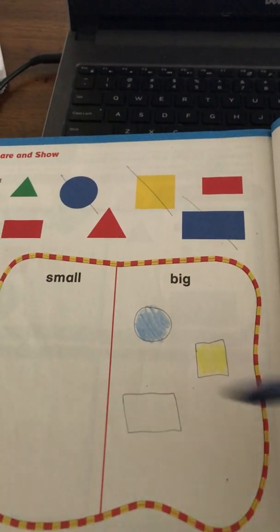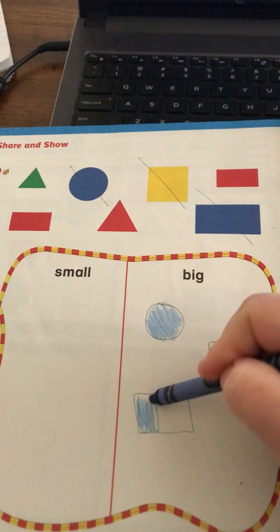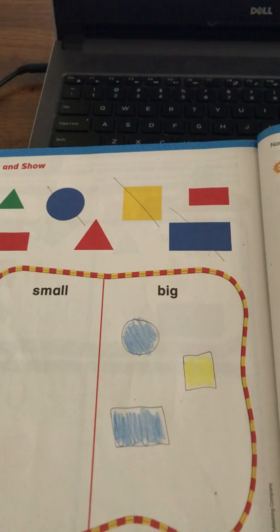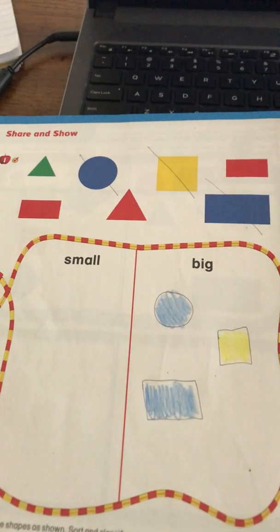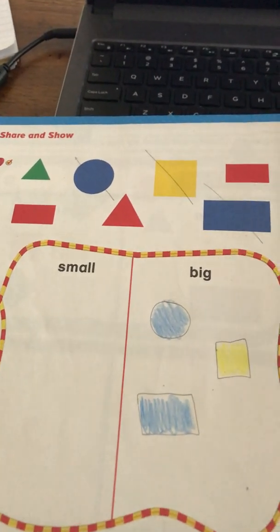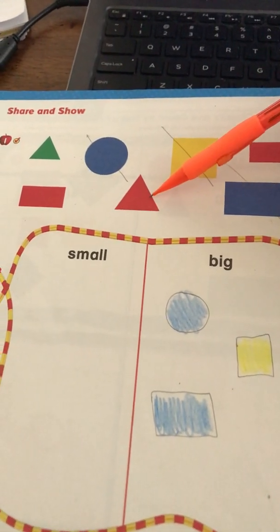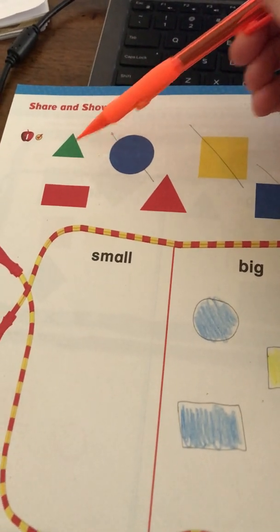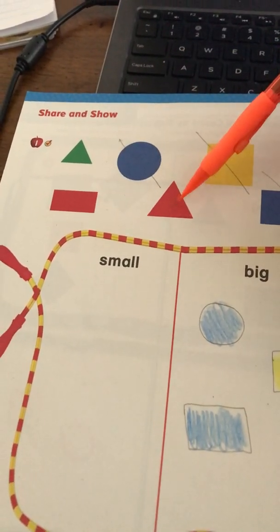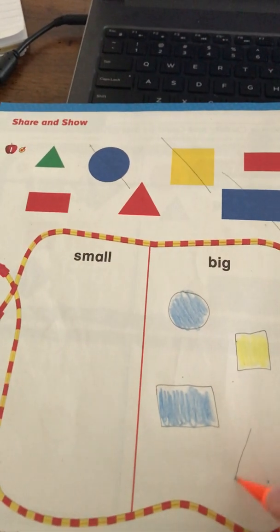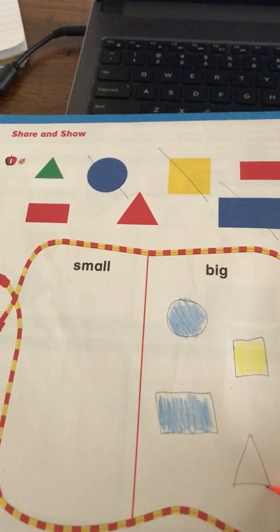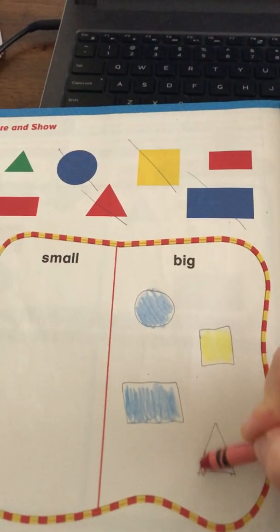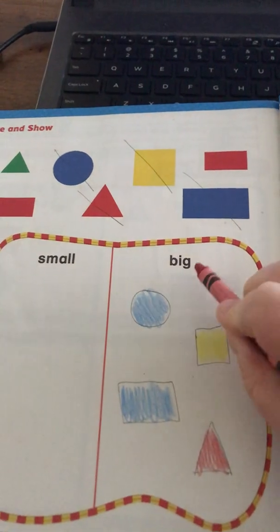And there's one more shape that looks pretty big up at the top. And I know it looks pretty big because there's 2 of them and one is bigger. Take a look at this red triangle. If you're not sure if it looks big, look at the green triangle. Which one is bigger? Your red. So now I have taken my big shapes and I have put them under big.